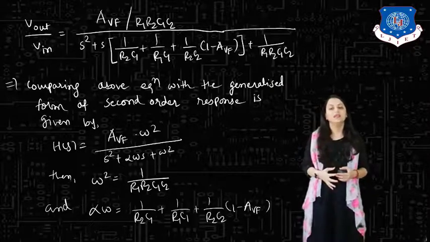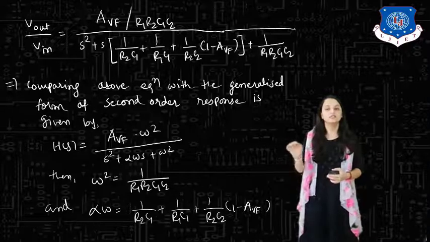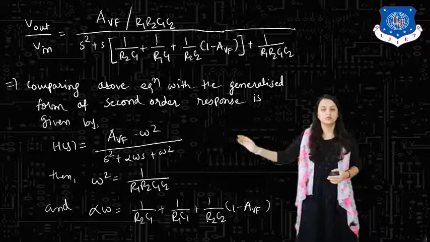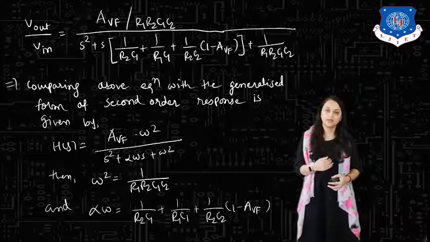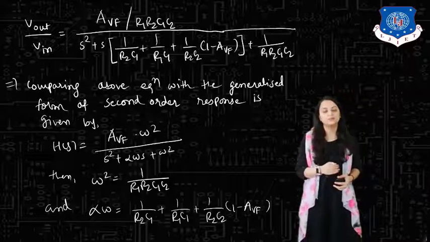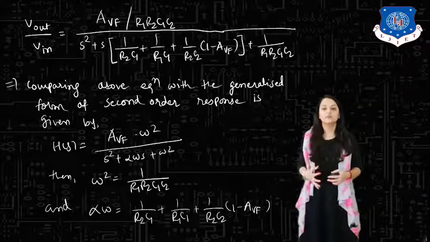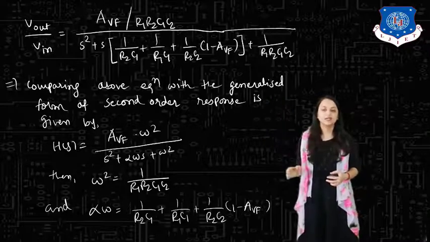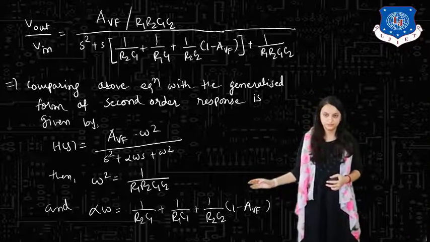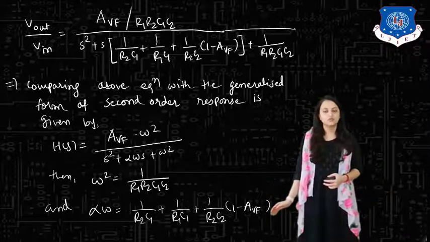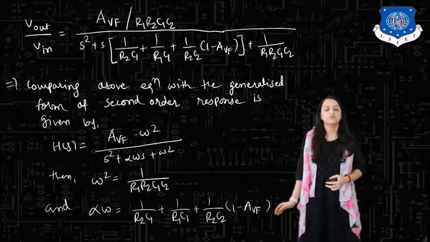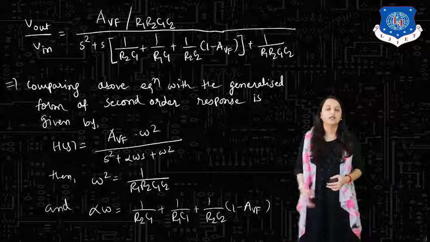Now comparing the equation with the generalized form of second order response, given as H of S equals ABF into omega square upon S square plus alpha omega S plus omega square. If we compare these two equations, we get omega square equals 1 by R1 R2 C1 C2, and alpha omega equals 1 by R2 C1 plus 1 by R1 C1 plus 1 by R2 C2 into 1 minus ABF.